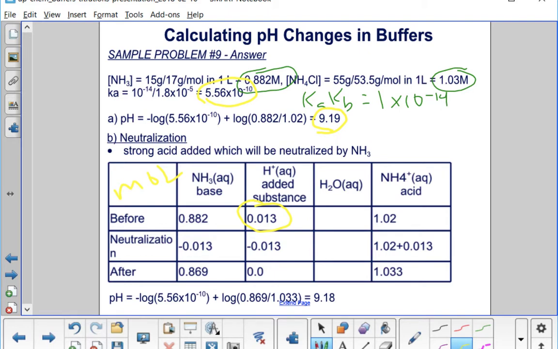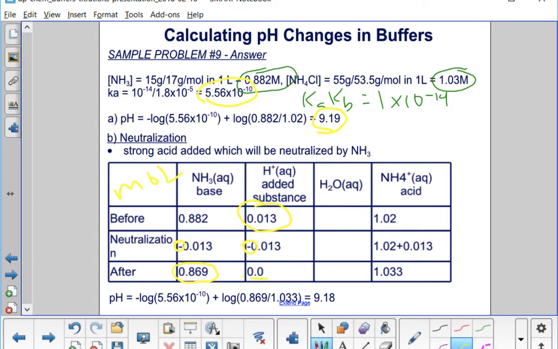Then what is our assumption? Our assumption is that all of the strong acid added is neutralized by the base. So that's why here in our table during neutralization we see that the strong acid is completely used up, minus 0.013 moles, so that we end up with 0 moles of the strong acid. The strong acid is neutralized by the base, so it is also used up as it neutralizes. So we have minus 0.013. So after neutralization, we have 0.869 moles per liter in 1 liter of base.